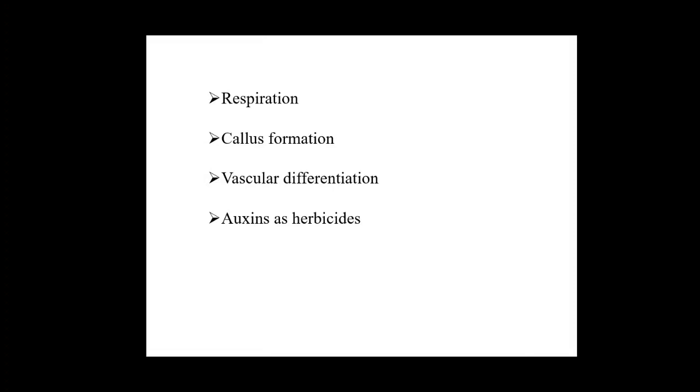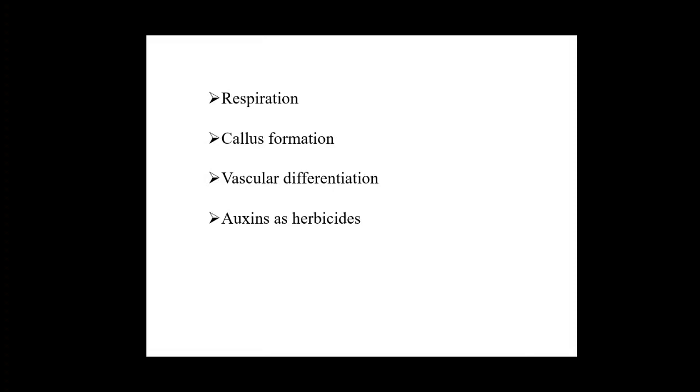Now, vascular differentiation. Auxin is responsible for initiation and promotion of cell division in the cambium. This effect of auxin is particularly important in secondary growth of the stem and differentiation of vascular tissues, that is, xylem and phloem in the plant.